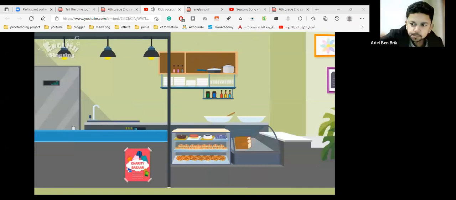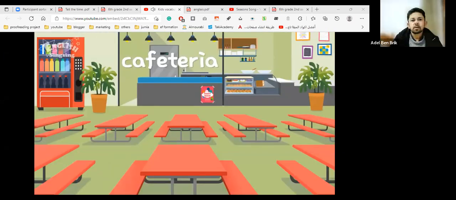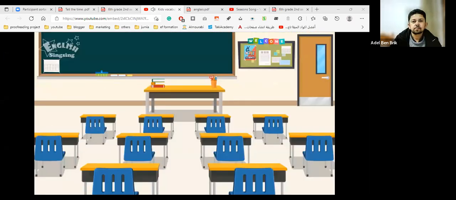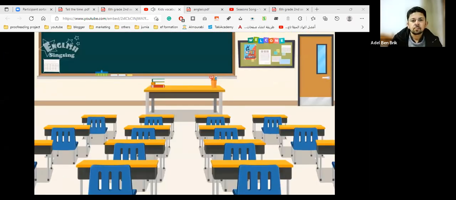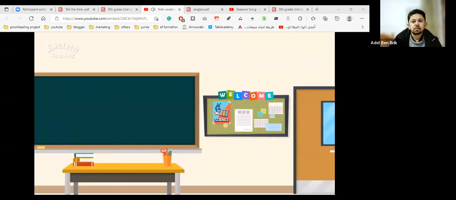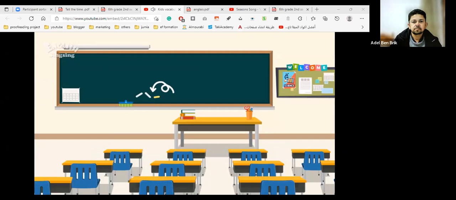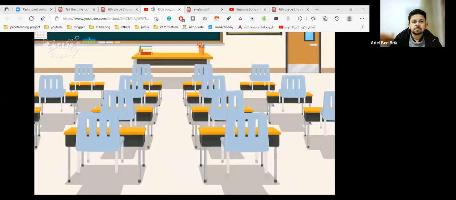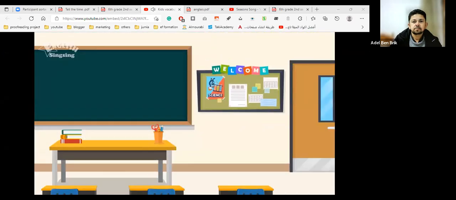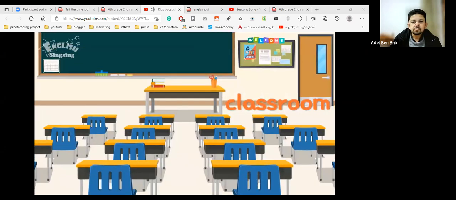We have lunch in the cafeteria. Cafeteria. This is our classroom. We study together here. There are a blackboard, chalks, desks, chairs, and a bulletin board.